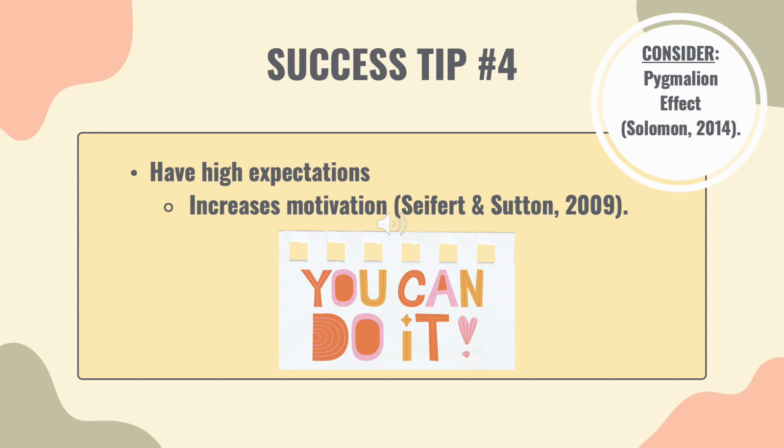So a theory I wanted us to consider with this point is the Pygmalion effect. And this theory states that having positive expectations can influence performance positively, and on the flip side, negative expectations can influence performance negatively. So in other words, this Pygmalion effect is saying basically self-fulfilling prophecies do come true. So whatever you expect of a child is the performance or behavior that they will match.